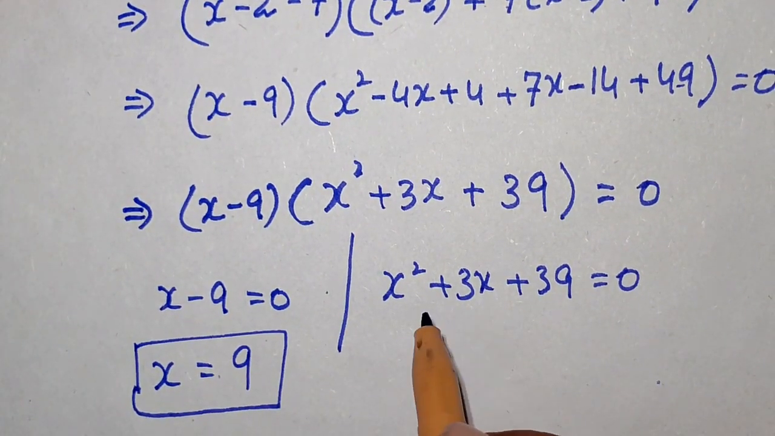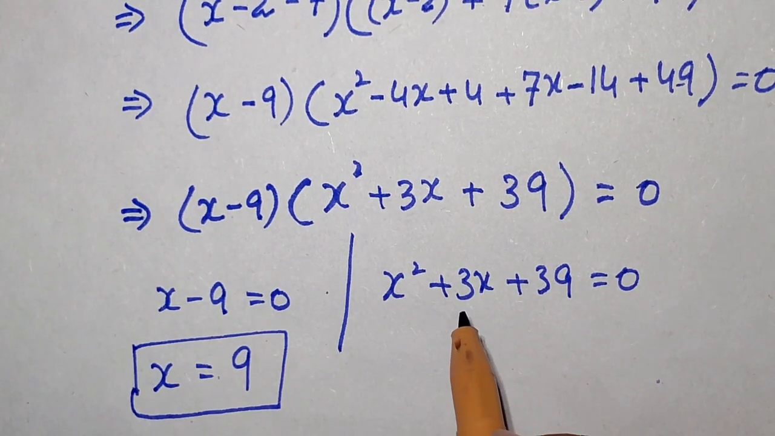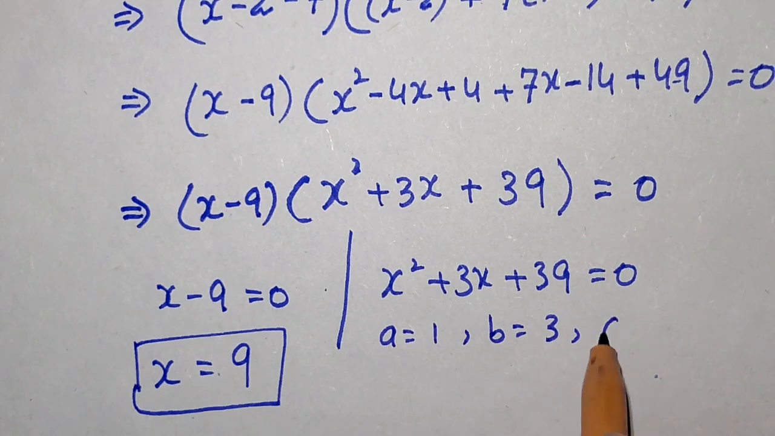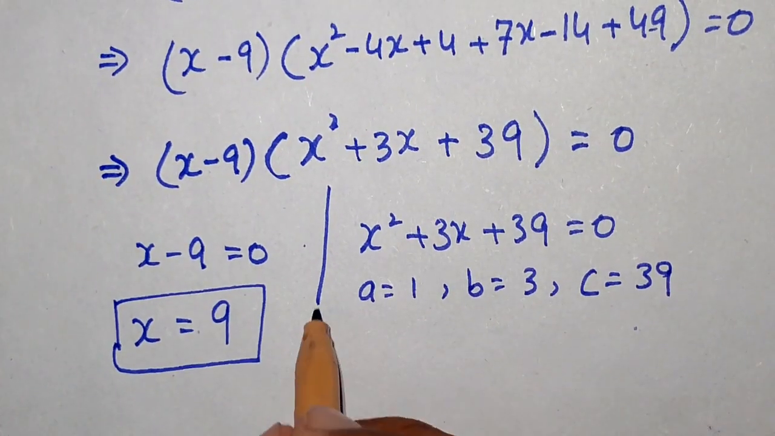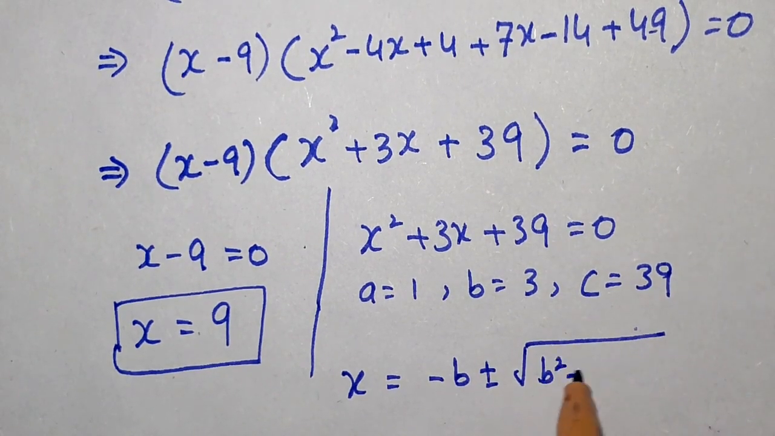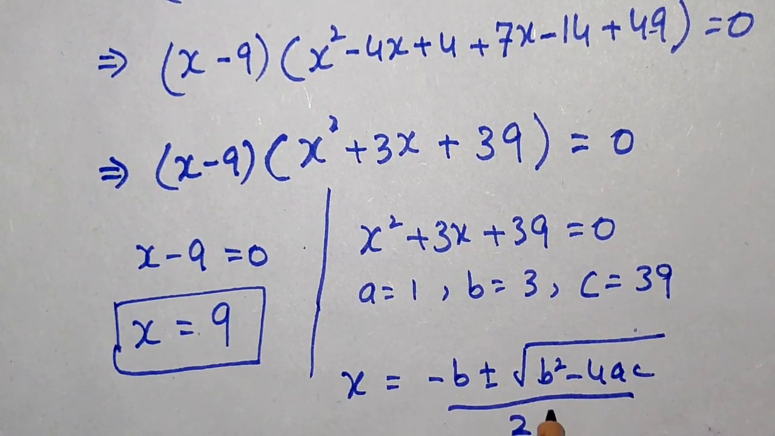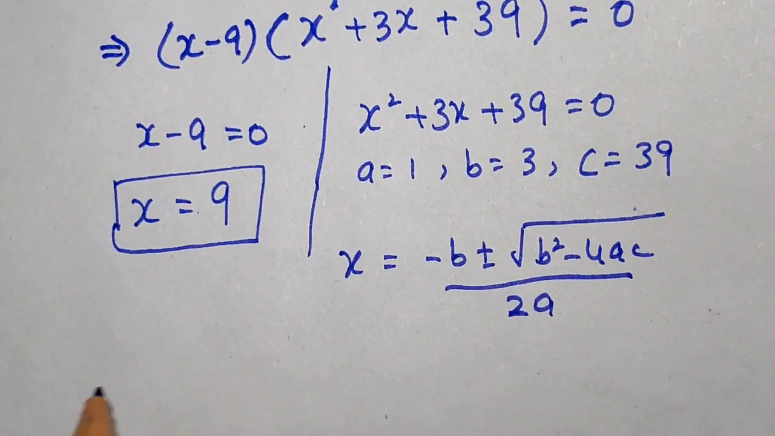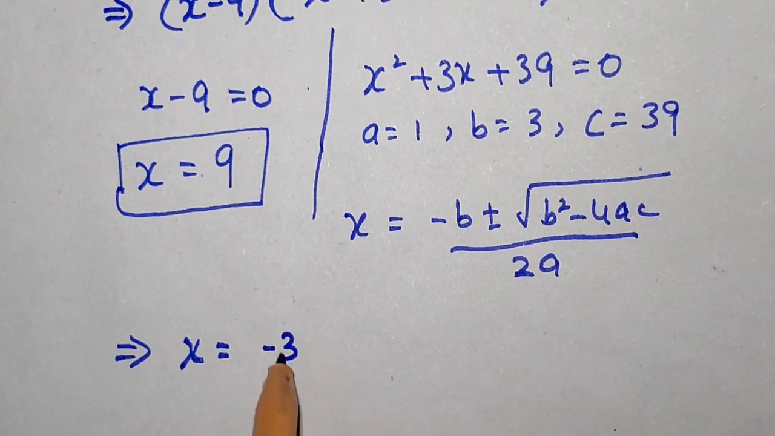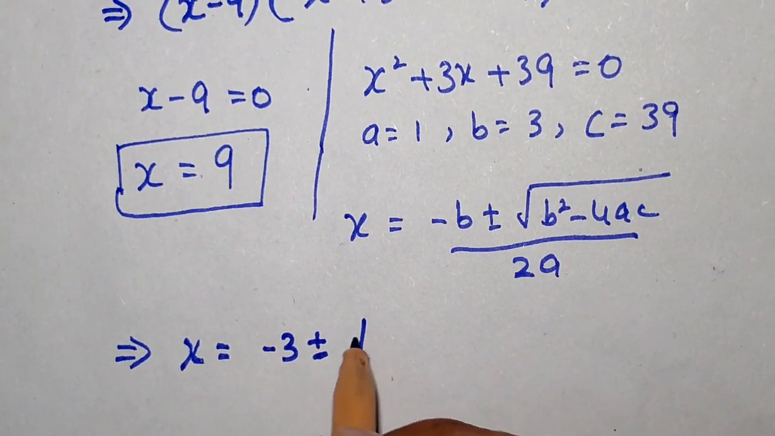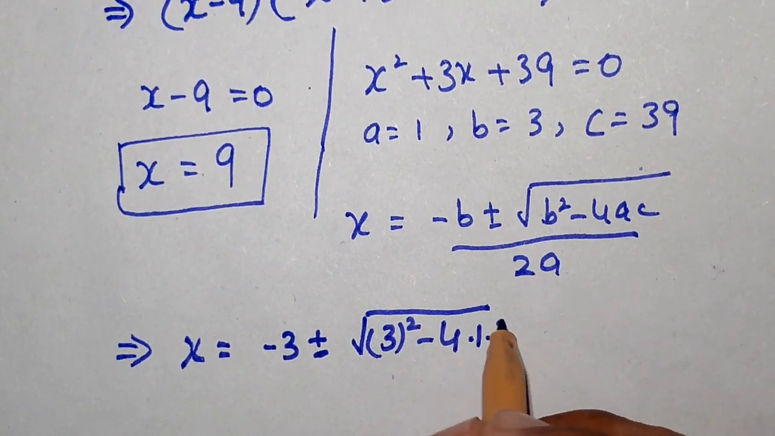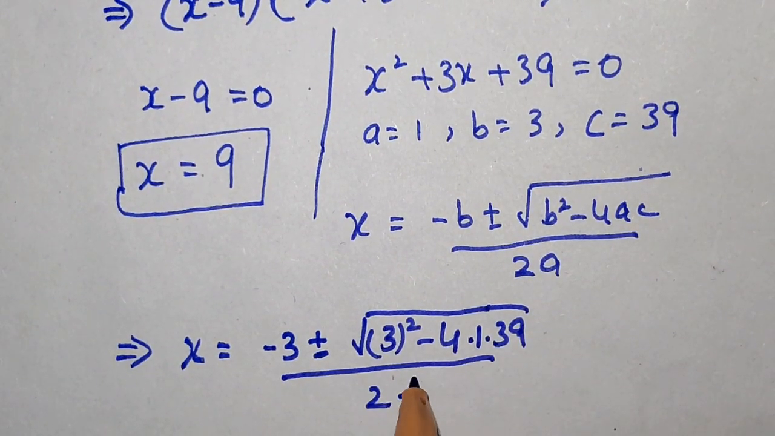And in this case we have to solve this using the quadratic formula. So to use the quadratic formula, we have a is equal to 1, b is equal to 3, and c is equal to 39. Now the quadratic formula is x is equal to minus b plus minus square root of b square minus 4ac divided by 2 times a. Now we have to put the values, so this will become x is equal to minus b, so b is equal to 3, so minus 3 plus minus square root of 3 square minus 4 times 1 times 39 divided by 2 times 1.